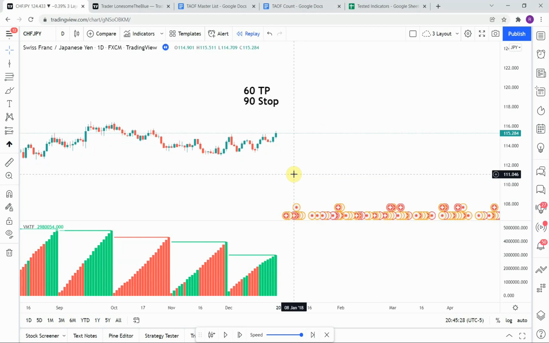Today we will be testing the volume multi-time frame indicator.